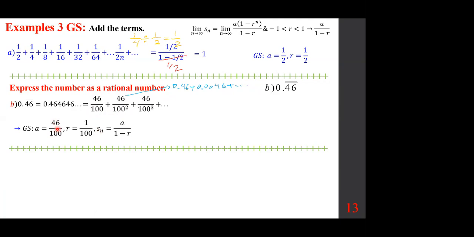So following this, A over 1 minus R, A is 46 over 100. 1 minus R is 1 over 100. This is a complex fraction. The simplest way to handle a complex fraction, we're going to multiply the top and the bottom by 100. The top changes to 46, and the bottom becomes 100 minus 1. If you multiply this one by 1 it is 100, and this one by this one takes away the denominator, so it becomes 99. And it can't get simplified, you're done.